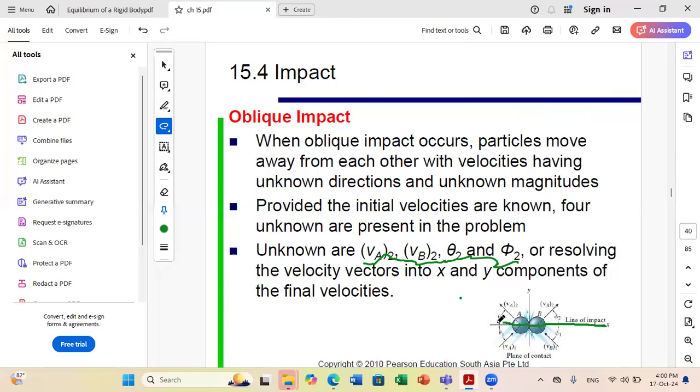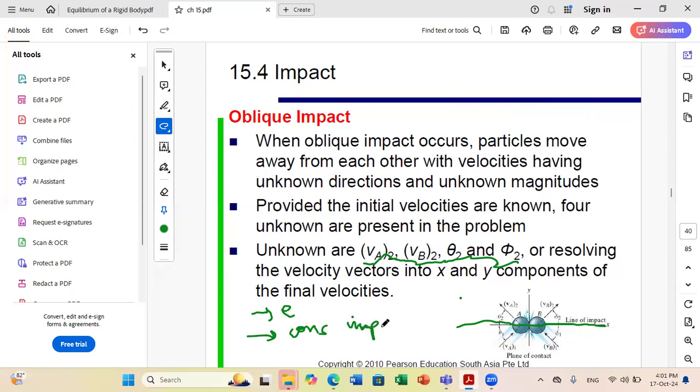Why? Because if I know the line of impact, and I give you the restitution coefficient, I can apply the restitution coefficient along the line of impact. So the restitution coefficient will give me equation number 1. So in general, the first equation is from the restitution coefficient. The second equation is by applying conservation of linear momentum along the line of impact. Okay, this is equation number 2.